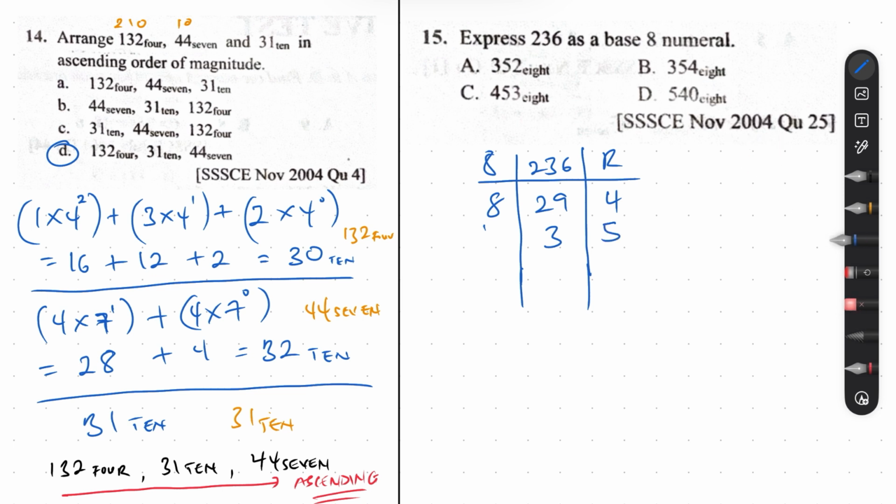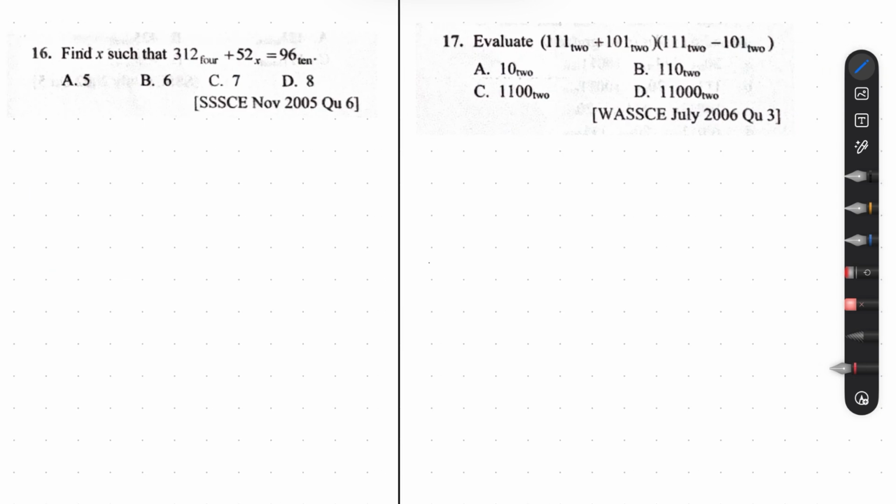Cool. And then finally 8 goes into 3 how many times? 0 times, and the remainder is 3. So that's our answer. We read it this way. So the answer is 354 base 8. Okay, cool. Let's move on to question number 16.